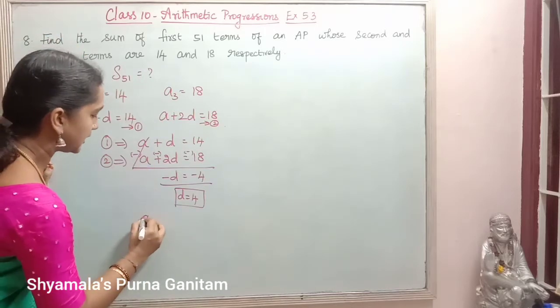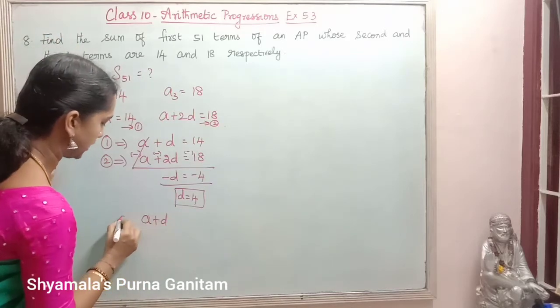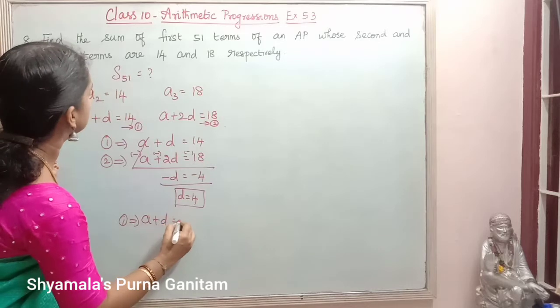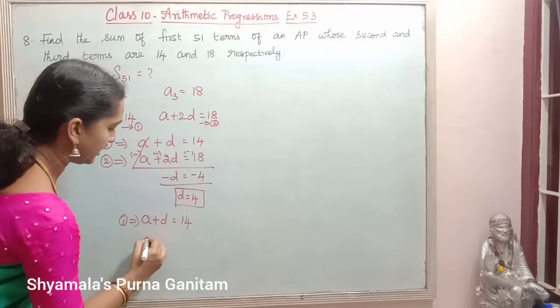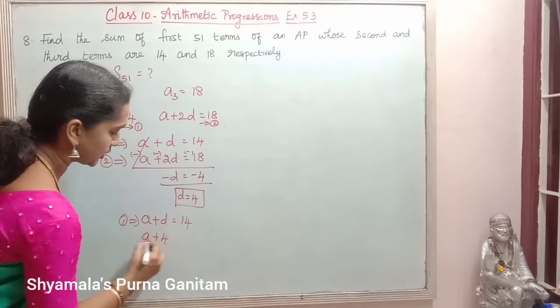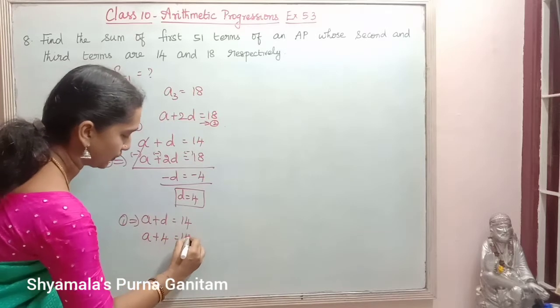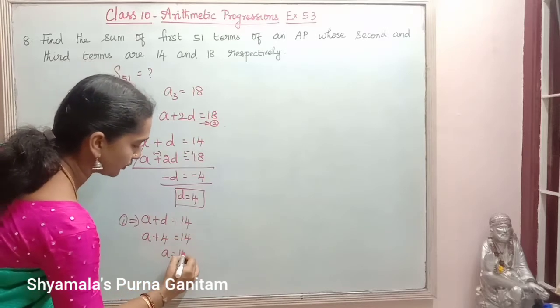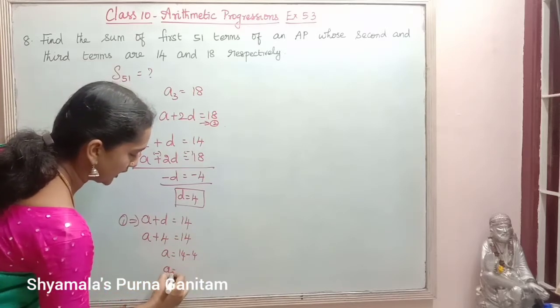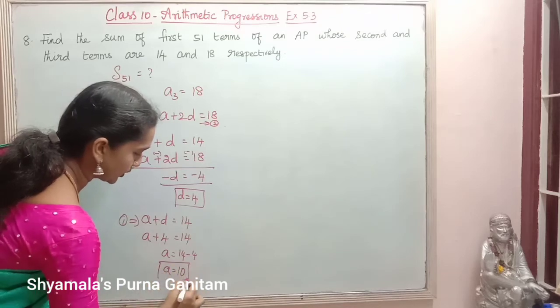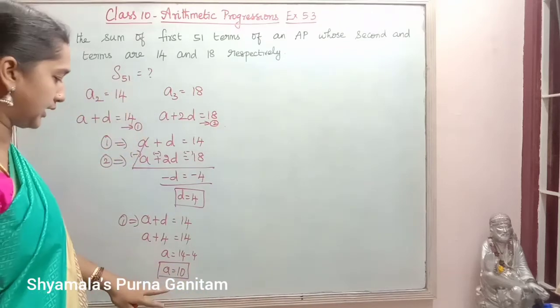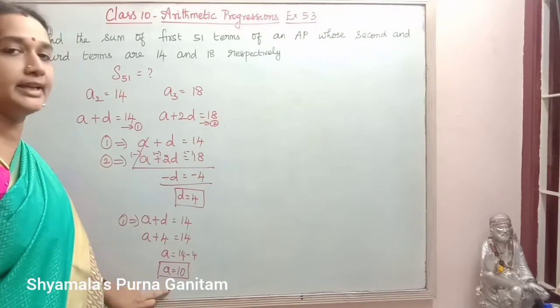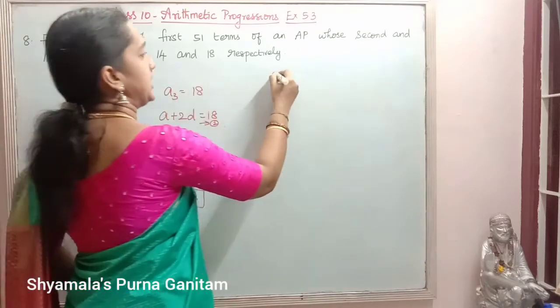Now a plus d is equal to 14, the first equation. The d value here is 4. So a plus 4 is equal to 14. So a is equal to 14 minus 4, so a is equal to 10. So we got the a value and d value. With this we will find S51.